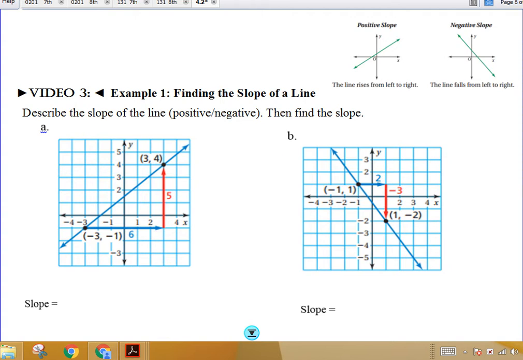Okay, so now you're on to video number 3. And in this one, we're going to be looking at example number 1, finding the slope of a line. Now, in this example, you will be given 2 graphs. You have to describe the slope of the line as whether it's positive or negative and find the slope.